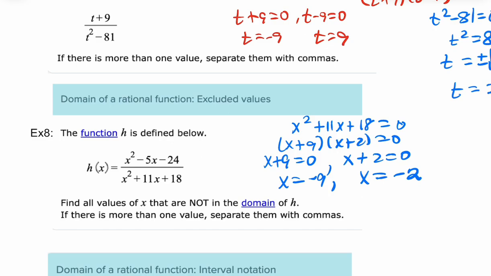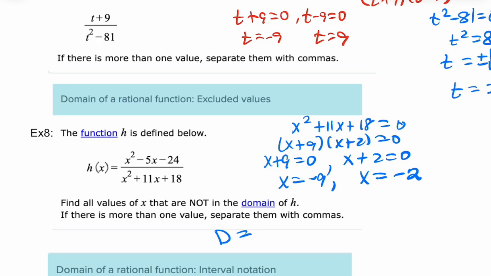But if they asked us for the domain, let's think for a minute. Our little math bug is walking along. He gets to -9. He's like, oh, crap, there's nothing there. I got to leap across it. And then he keeps walking. Everything's good until he gets to -2. And then he's like, oh, crap, there's nothing there. I got to leap across it. So let's show you how that domain is going to look.